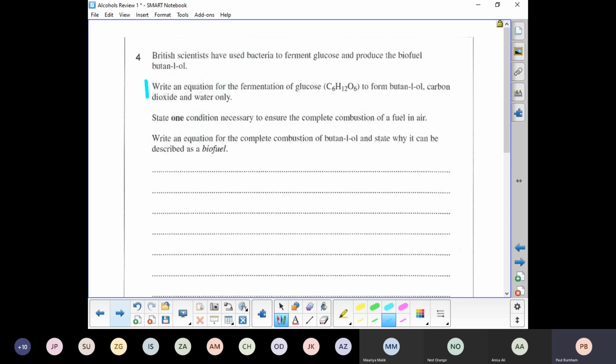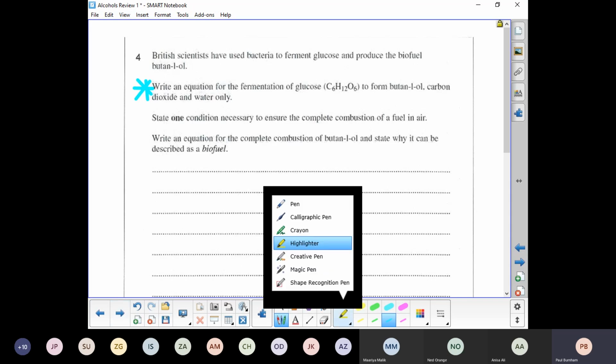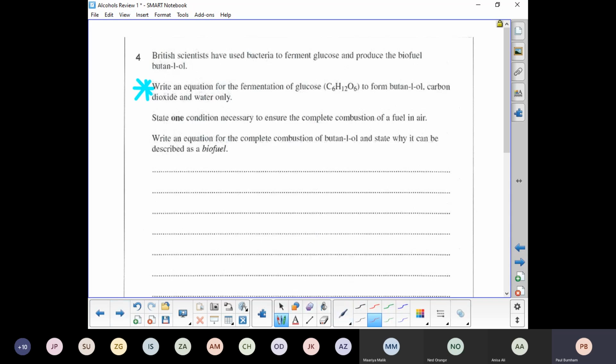So let's just focus for the time being on this first bit here. Write an equation for the fermentation of glucose, and I'm given the formula C6H12O6 to form butan-1-ol, carbon dioxide, and water only. Now, this isn't a reaction I know. This is one where I'm going to have to apply my knowledge and problem solve a little bit. So I'm going to follow what the question says.